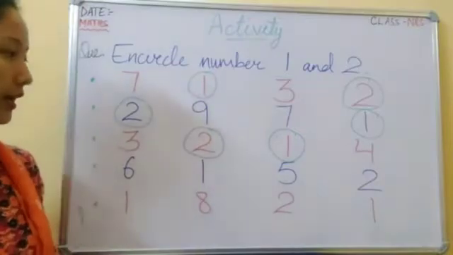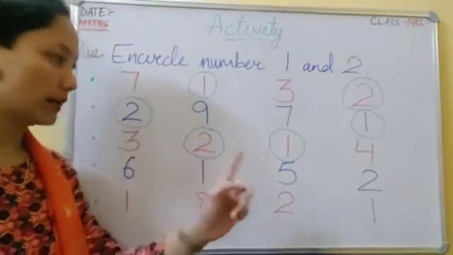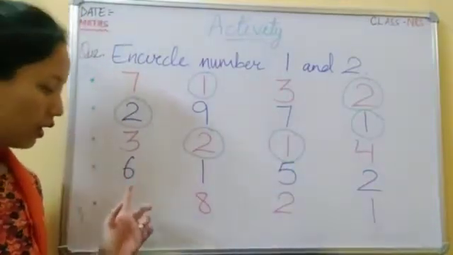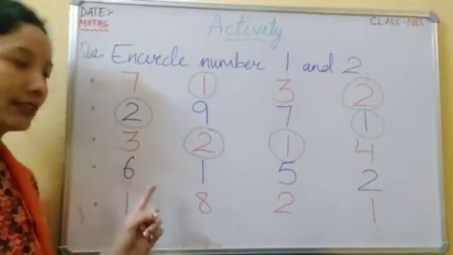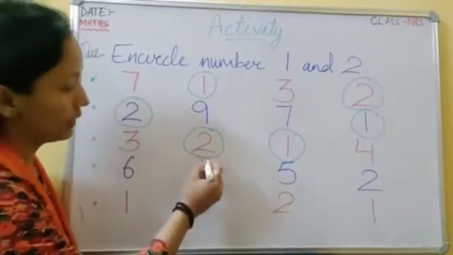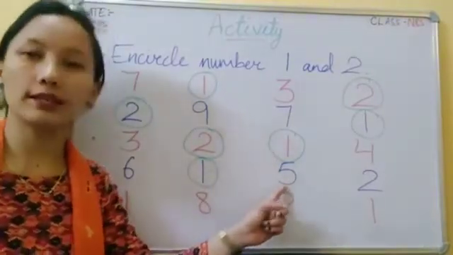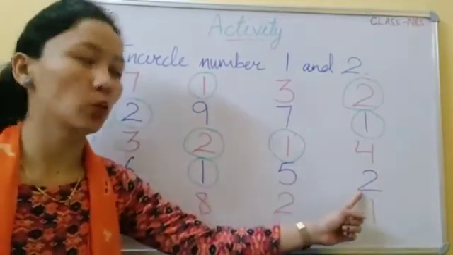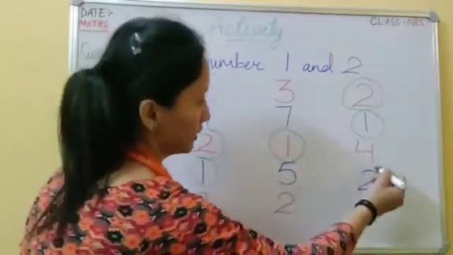Right. Good. Next. Here we have numbers 6, 1, 5, 2. Okay. Tell me, which number is this? Yes, 6. Which number is this? 1. So encircle number 1. Which number is this? Yes, 5. And last, which number is this? Yes, 2. So encircle.